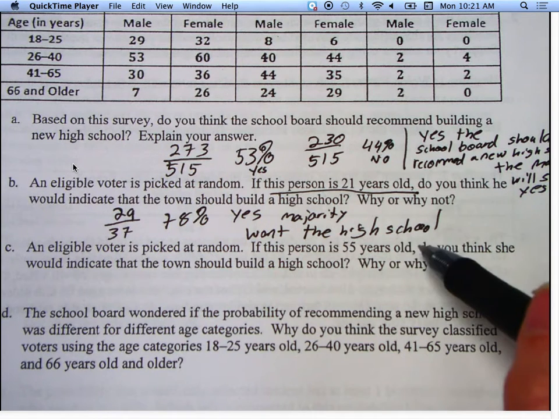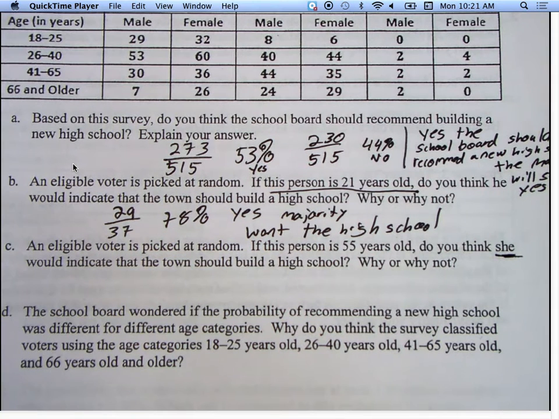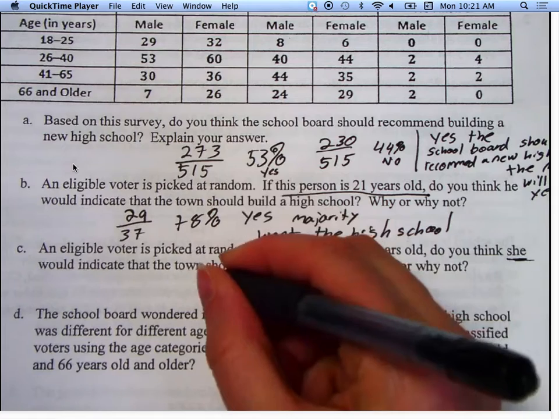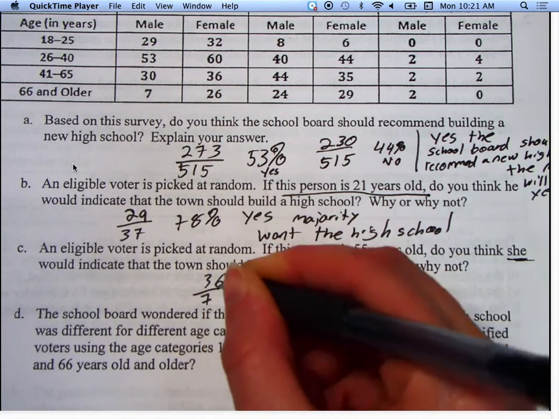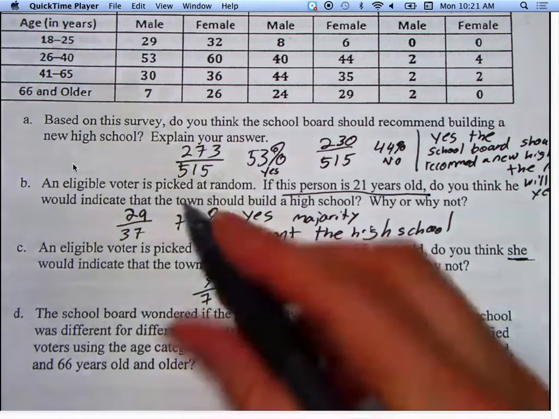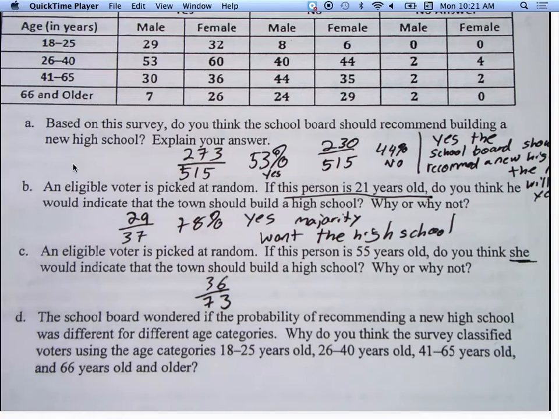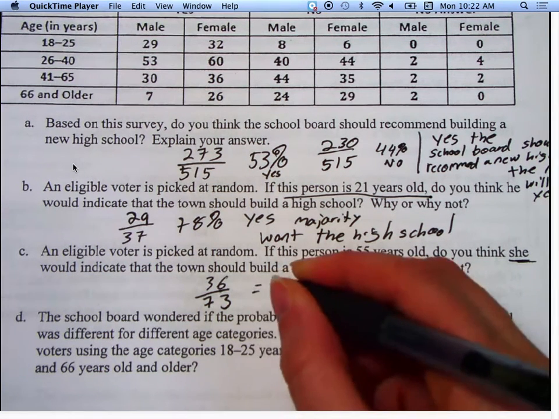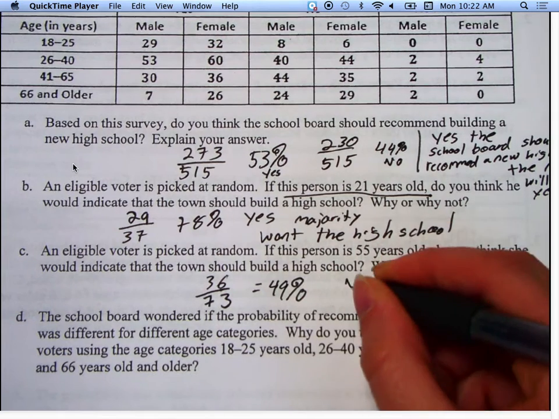If the person is 55 years or older and she would indicate the town should be built. So how many women think the town should build a high school that are 55 to how many? Out of 71? I get 73. Oh, we gotta re-add it all. Okay, let's do it. We've got 36 plus 35 plus 2. 73. I didn't do the 2. Gotta do the 2. They didn't answer, so we don't know their opinion. 36 out of 73 is how much percent? 49%. So, no, majority does not say yes.